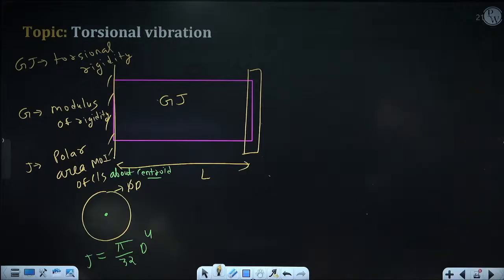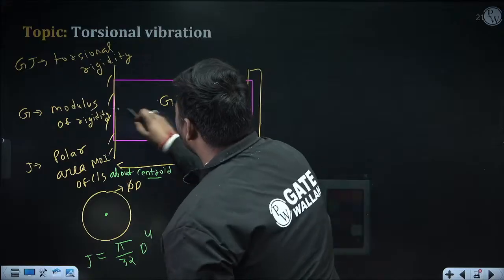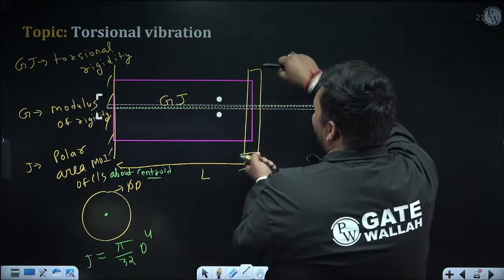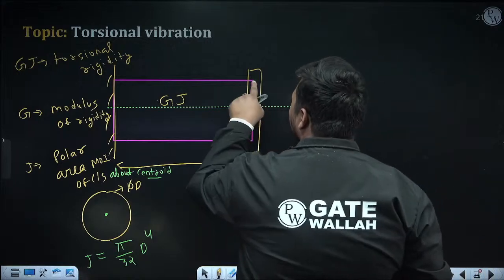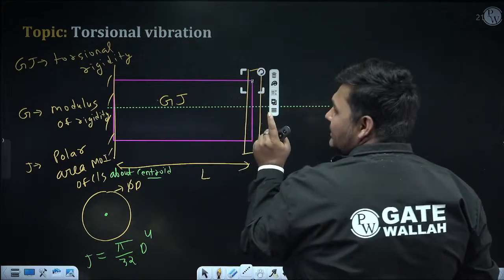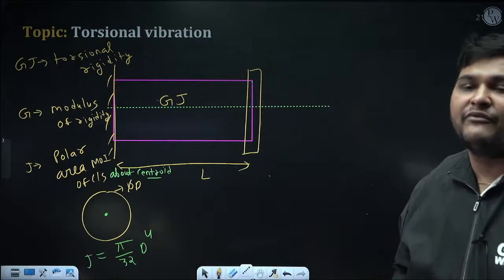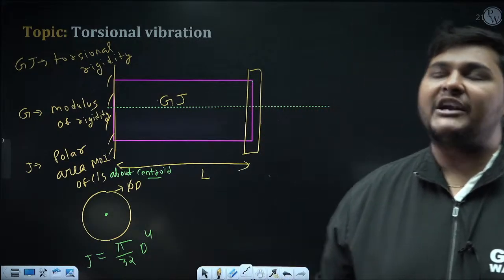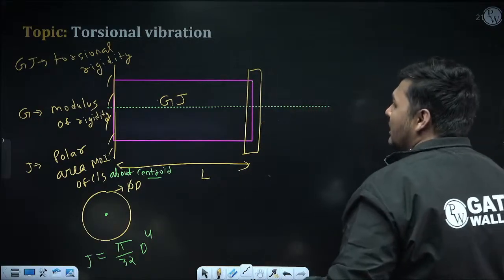See, first of all, in this rotor, I am disturbing the rotor by rotating it about the longitudinal axis like this. Due to that, a twist will be created at this point of the shaft. And since a twist is created, the torsional stiffness of this shaft will come into the picture. Now, whatever torque I apply to disturb this rotor, suppose I remove that load. So what will happen now?